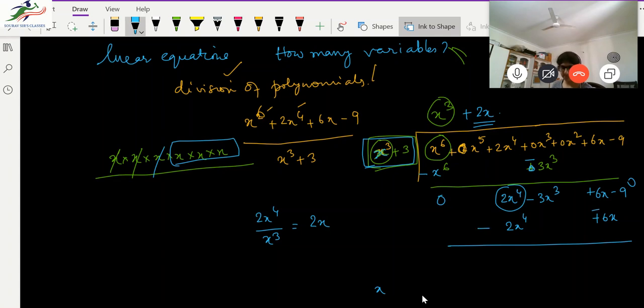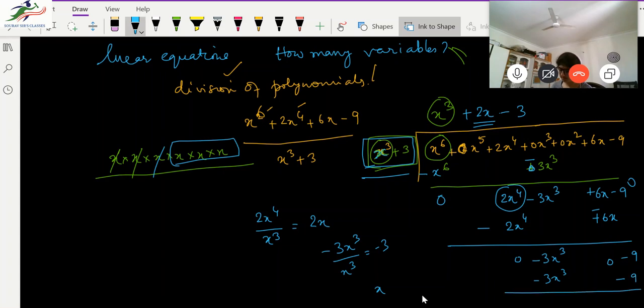subtract this. So this becomes 0, minus 3x cube remains. This becomes 0, minus 9. So again I repeat the same thing. So minus 3x cube by x cube is minus 3, right? So I write minus 3 and I multiply minus 3 with the whole thing. So I get minus 3x cube minus 9, and I subtract this. So this becomes plus, this becomes plus.